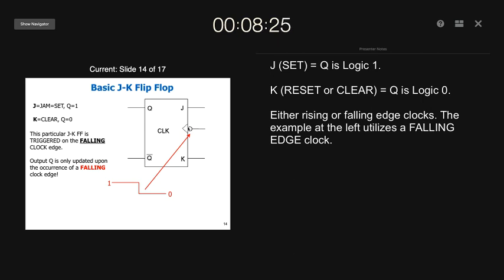Okay. And this particular one is falling edge activated clock. Note the bubble. Okay. They also come in a rising edge activated clock version. So basically, J and K respond on, in this case, the falling or the 1 to 0 transition of the clock edge.